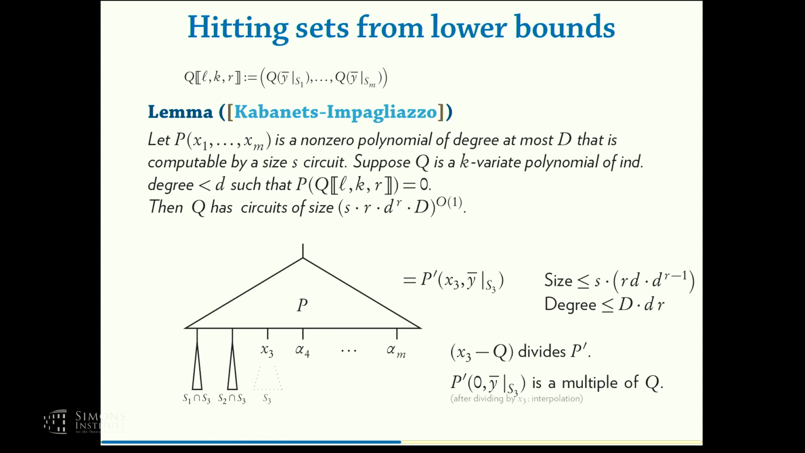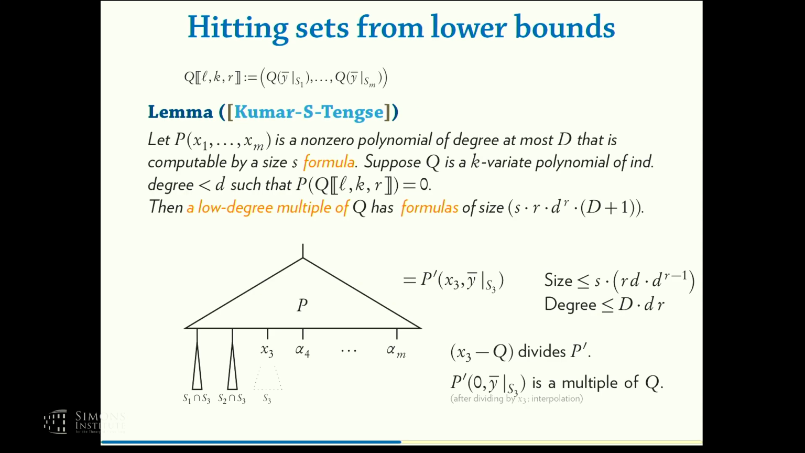And so what you end up getting is that if you start off with a size s formula, and such a substitution ended up giving you the 0 polynomial, I may not be able to say that Q has a small-size formula, but I'll be able to say that a low degree multiple of Q will have a small formula. Okay?